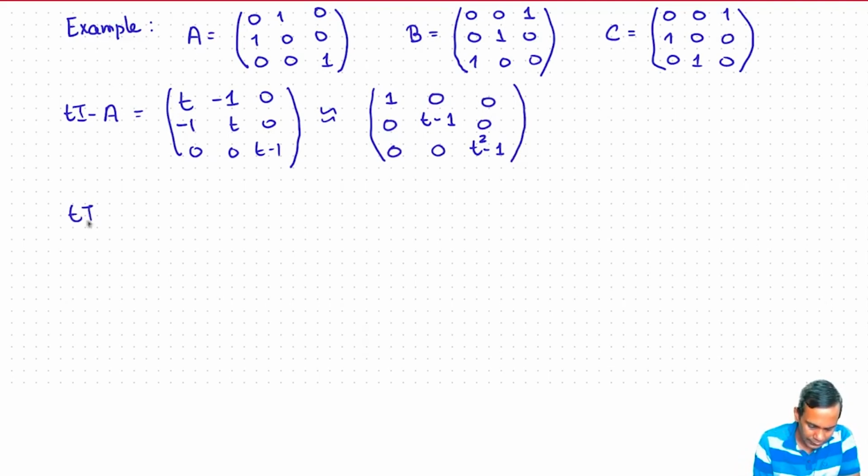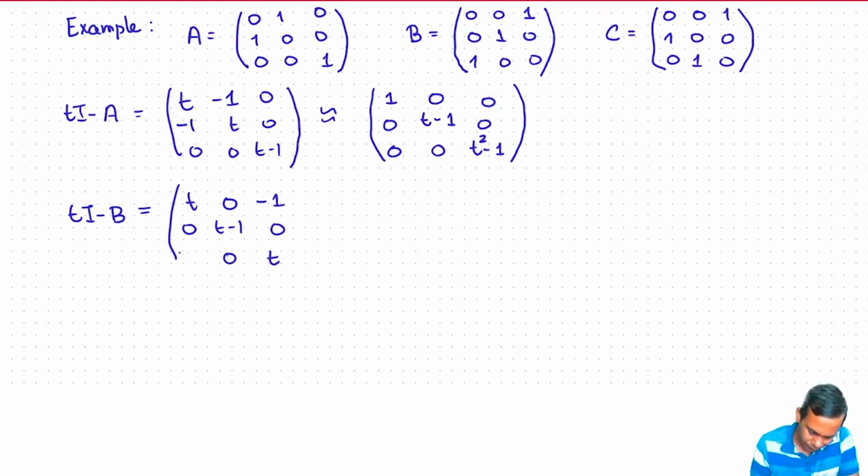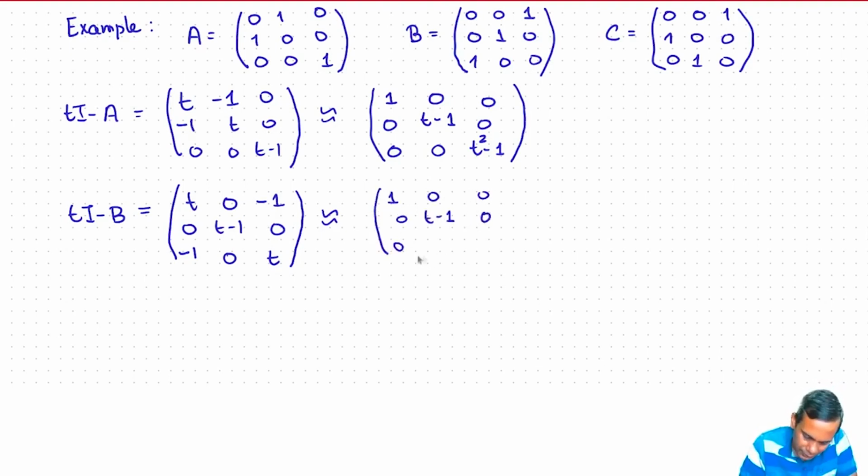And let's look at tI minus B. So that's the matrix t, 0, minus 1, 0, t minus 1, 0, minus 1, 0, t. Did I miss something? There should be a minus 1 here. And again, you can think it through. You'll see the same kind of behavior, that you have 1, 0, 0. All the 2 by 2 minors are divisible by t minus 1. And the determinant of this matrix is also t squared minus 1. So A is similar to B.